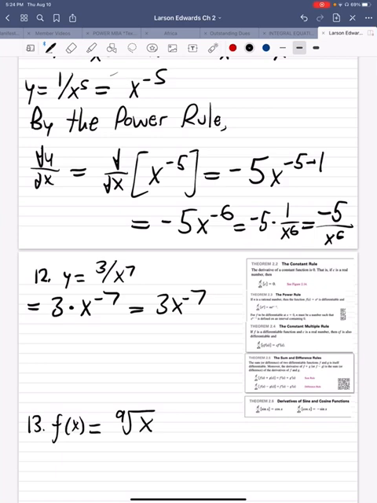Here it looks like we're going to use both the power rule and the so-called constant multiple rule.